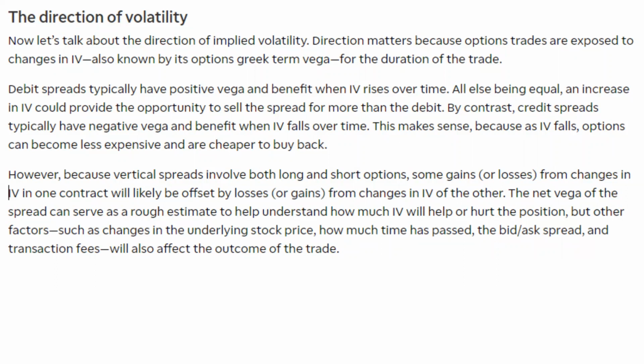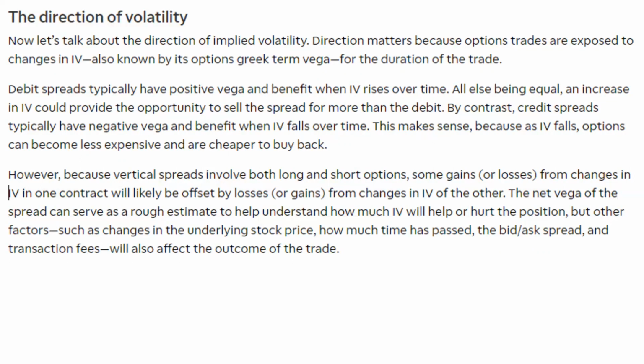Debit spreads typically have positive vega and benefit when IV rises over time. All else being equal, an increase in IV could provide the opportunity to sell the spread for more than the debit. By contrast, credit spreads typically have negative vega and benefit when IV falls over time. This makes sense because as IV falls, options become less expensive and are cheaper to buy back.